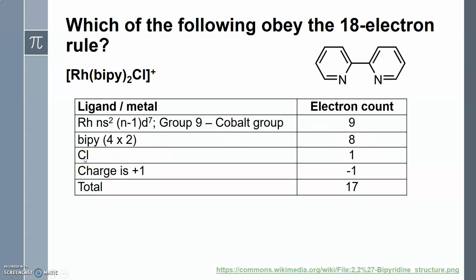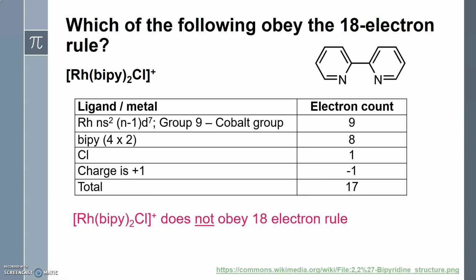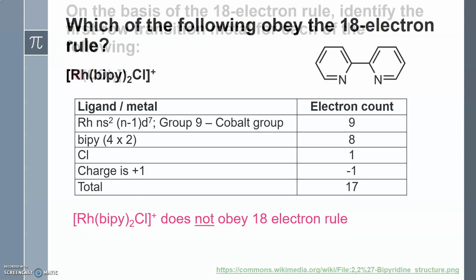The next one is Cl. We know that all the halo ligands contribute 1 towards the total electron count. Now here the charge is plus 1, which means we have to subtract from this electron count, because the plus refers to being devoid of electrons. Whatever the electron count so far, we have to subtract 1 electron. So when it is plus, we do minus 1. The total electron count comes to 17. So this complex does not obey the 18 electron rule, which means that this is not a stable complex.